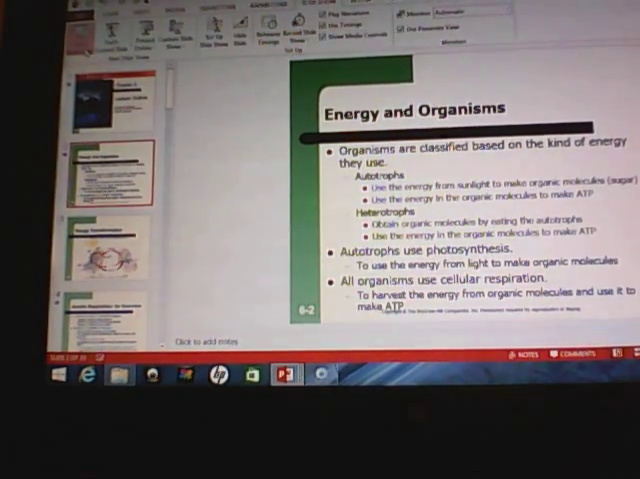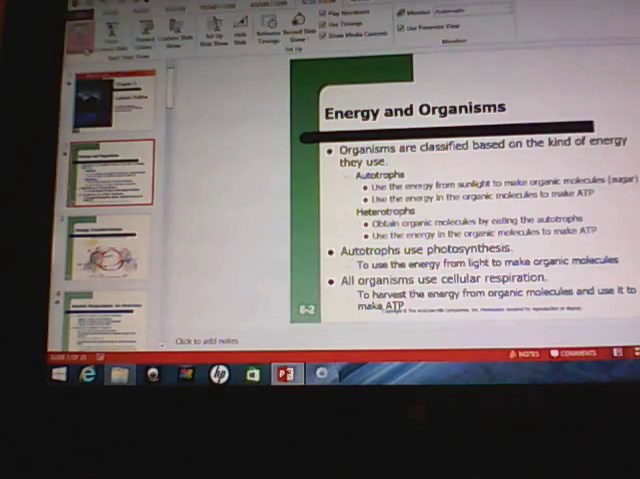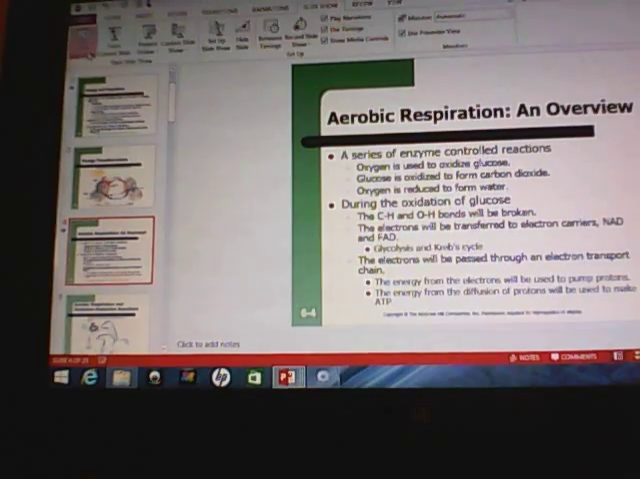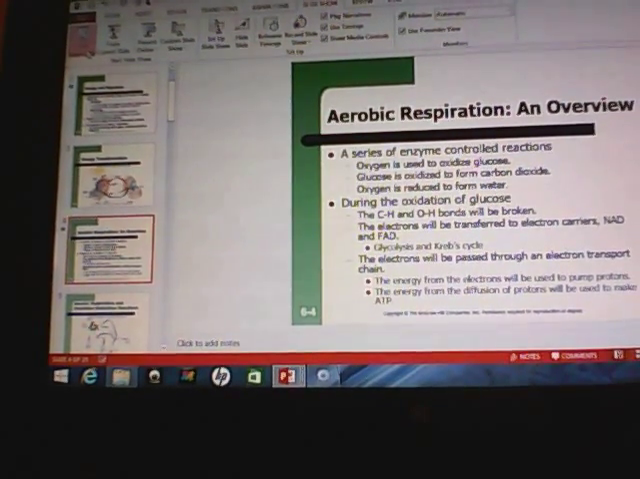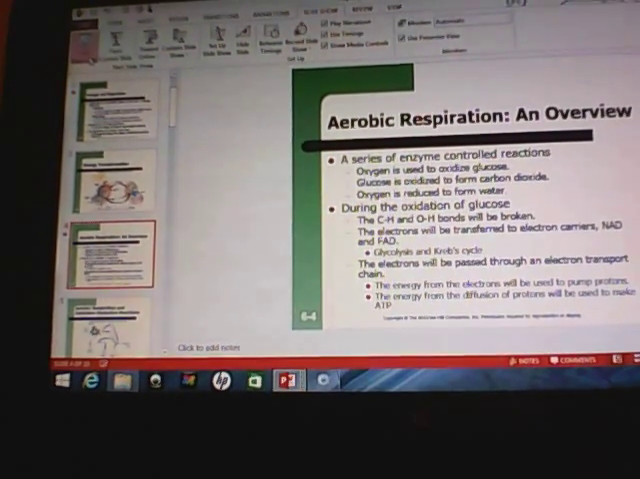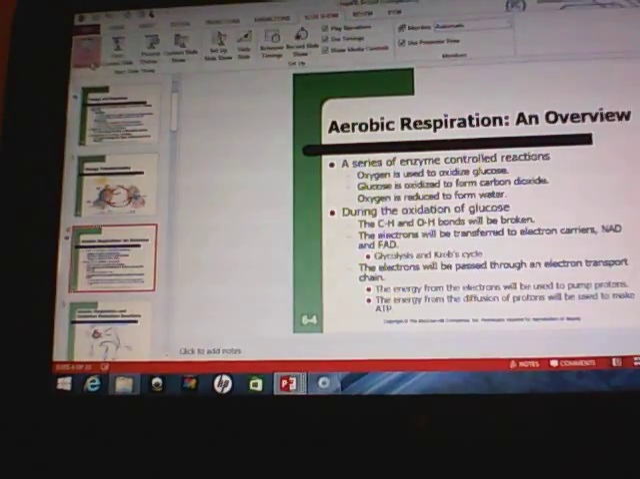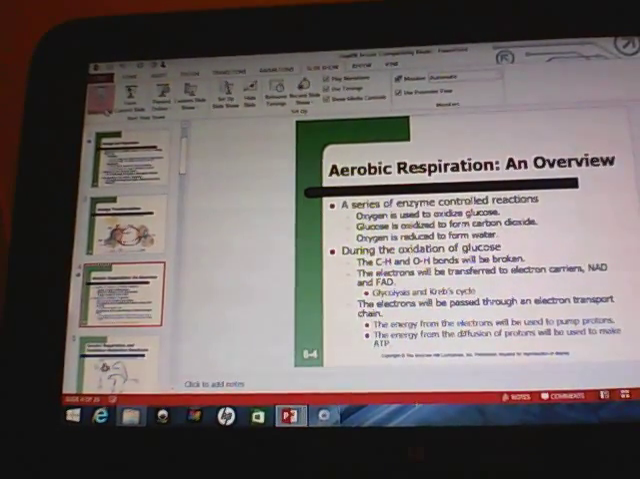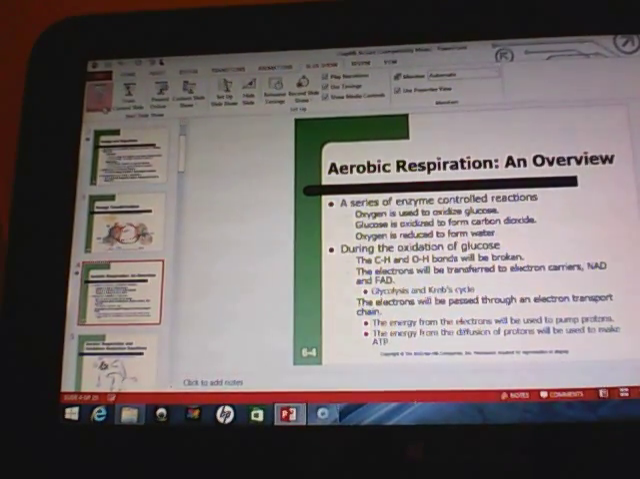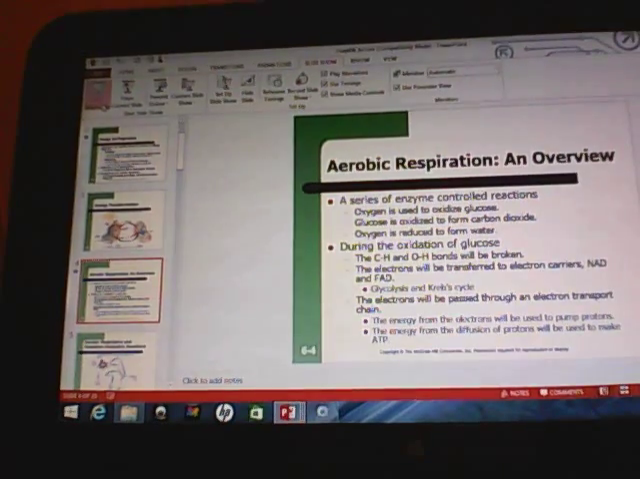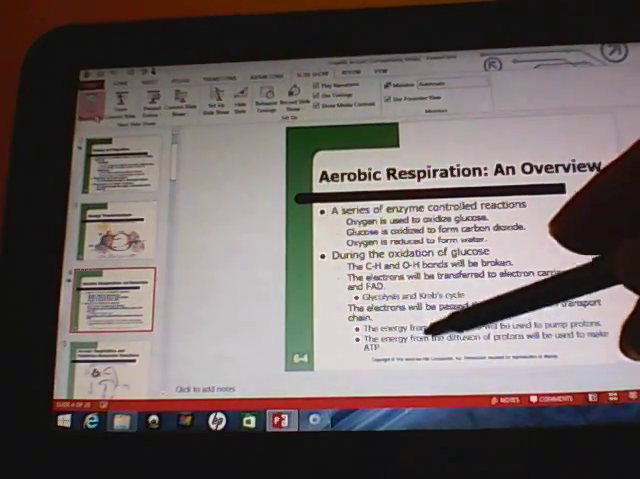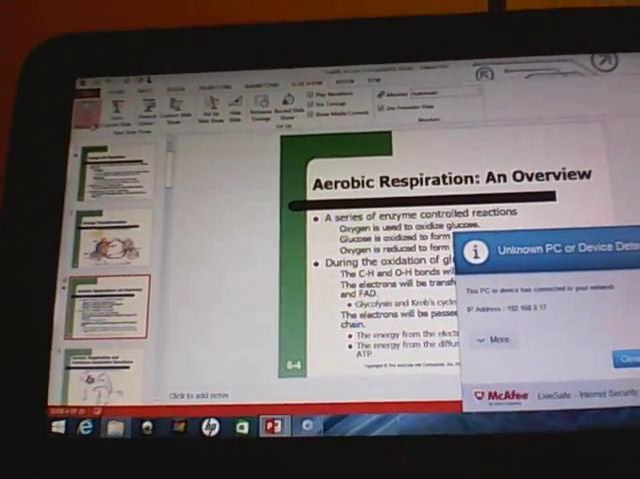Of course, we're talking about how all of our organisms get their energy, and they get it to form what we call ATP. Aerobic respiration, you have an overview of it, and you want to take a look at this overview. Oxygen, because it's aerobic, is used to oxidize glucose. Glucose forms carbon dioxide, and oxygen is reduced to water. During the whole process, you get NAD and FAD, and they go through the glycolysis and Krebs cycle.